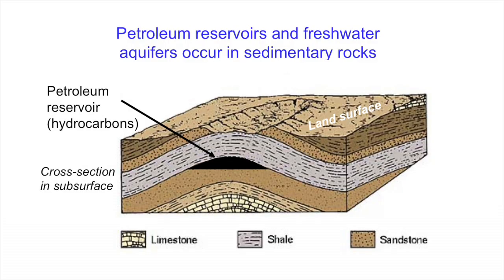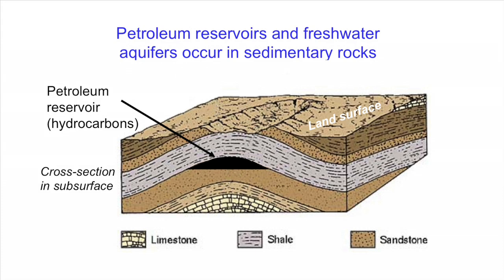They occur in sedimentary rocks. Here's another 3D block diagram. We're going to look at the front face. It's mostly a cross section here. And what we see in this cross section is limestone is that block pattern, shale is that dash pattern, and sandstone is that stipple pattern. What we see is that the limestone and sandstone contain the petroleum. The shale does not. The shale is relatively impermeable.